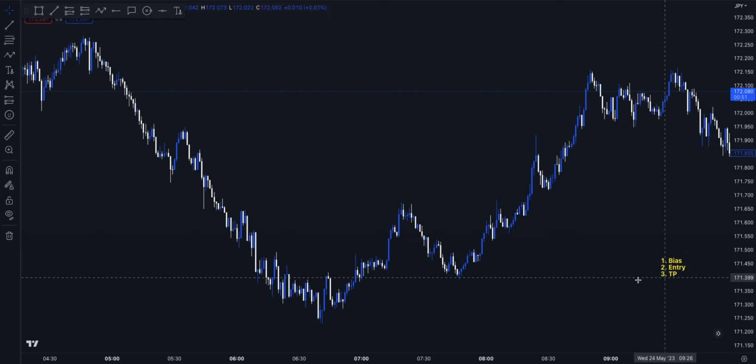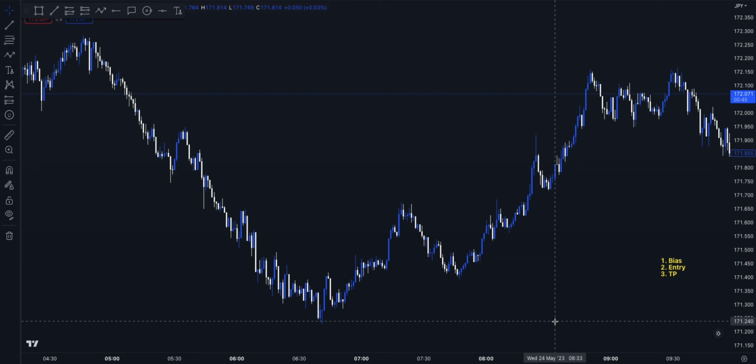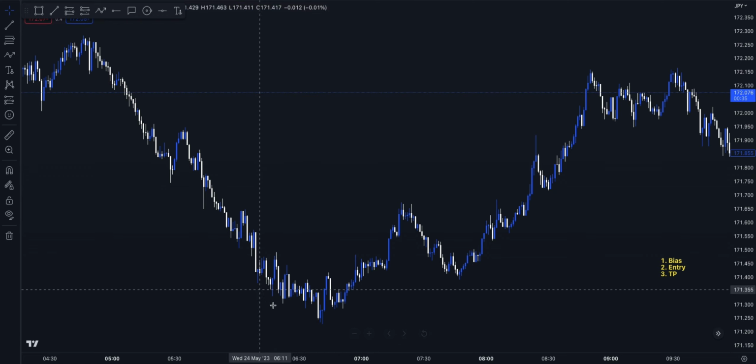Now the second step is my entry. There are loads of entry techniques, and I'm not going to go through all of them here. However, I'm just going to use one that I use the majority of the time, and that is on the 1-minute time frame. I like to see a low being swept, and then from that low being swept, I like to see price close above that specific resistance. Obviously it's resistance because the bias is bullish.